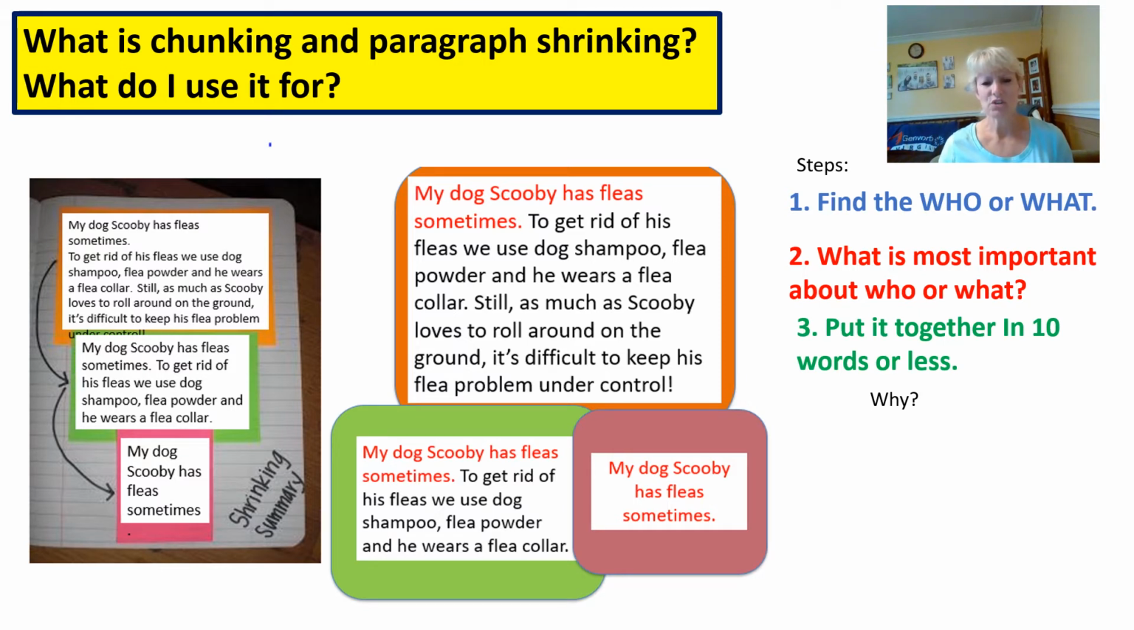You can notice over here on the left, this is about Scooby, a dog. The dog has fleas sometimes. And so if I were reading a longer story, I could go back and remember that that chunk was about the dog having some fleas.